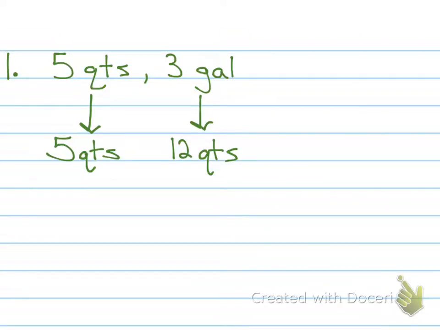Now that you have the same units, you can write it as a ratio. How would you write this as a ratio? 5 over 12, or 5 to 12, or 5:12. Doesn't matter which way, but that's how you write it as a ratio. Now, is it reduced? Can you reduce it anymore? No. Simplest form, so we're done. 5 over 12.